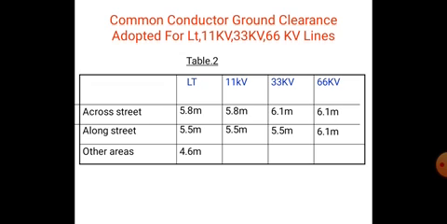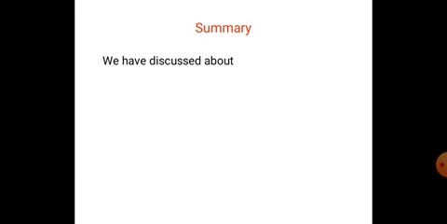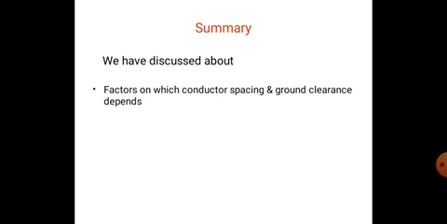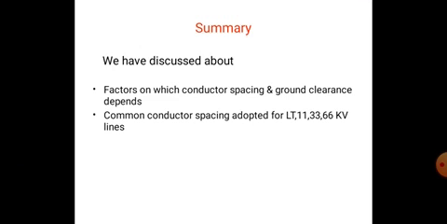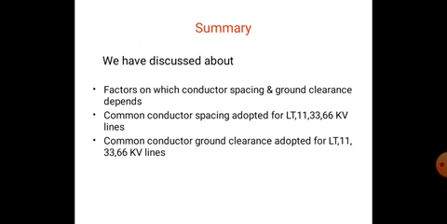Other areas, elsewhere erected areas, that is 4.6 meters, 4.6 meters, 5.2 meters and 5.5 meters. So still now we are discussing the factors on which conductor spacing and ground clearance depends, the common conductor spacing adopted for LT, 11 kV, 33 kV, 66 kV lines, and the common conductor ground clearance adopted for 11 kV.